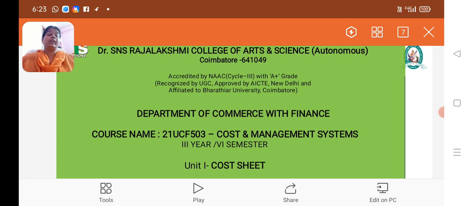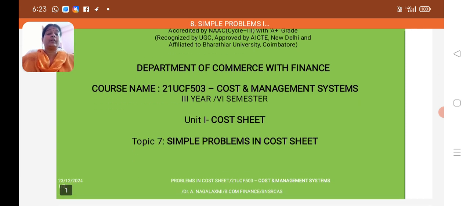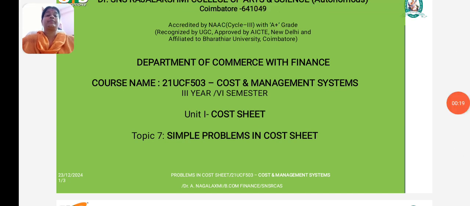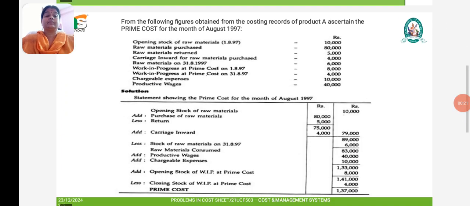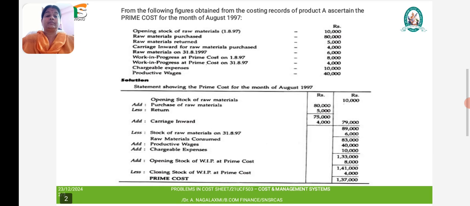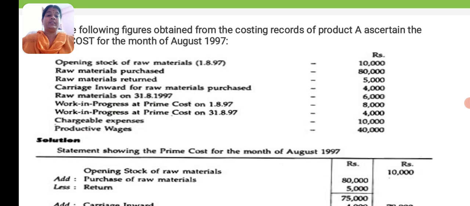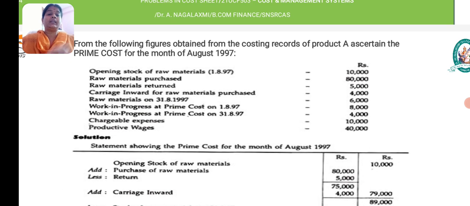I'm here to make an explanation about another simple problem in cost sheet. This is another sum given as a previous sum. It is not the same, but we have some adjustments based on the previous sum.